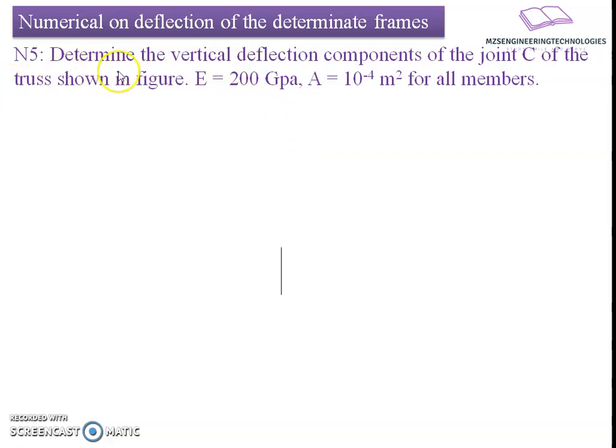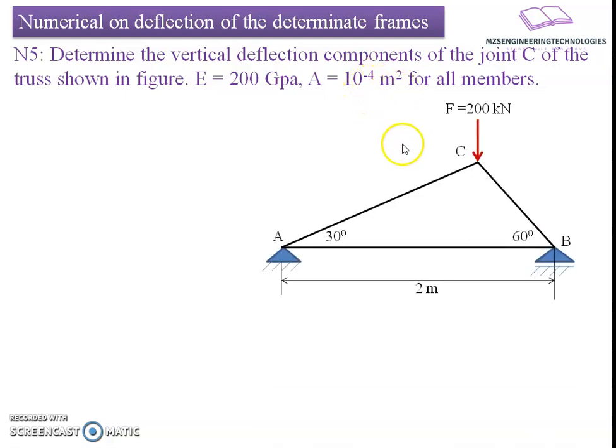The statement of the numerical is: determine the vertical deflection component of the joint C of the truss shown in the figure. E equals 200 GPa and the cross-sectional area of all members is 10 raised to minus 4 meters square. The given frame is a triangular single bay frame which has an angle A equals 30 degrees and angle B equals 60 degrees, and it receives a vertically downward moving load at joint C. We are interested to know what is the deflection at the joint C under the given loading condition.